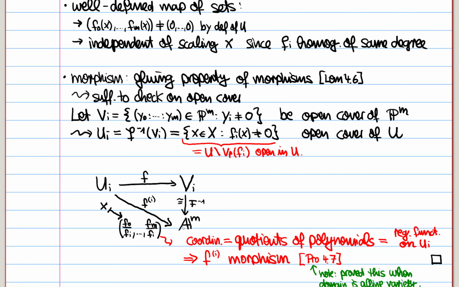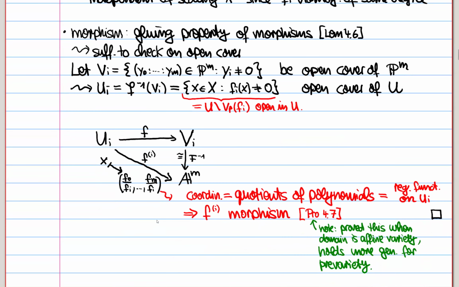But now we have a map to A^m. And we see that the coordinates of this map are quotients of polynomials of the same degrees, homogeneous. And so these are regular functions on this U_i by the definition of the sheaf of regular functions that we had last time. And the claim is then a map to A^m whose components are given by regular functions is a morphism. Now, to be fully honest here, we proved this statement in this proposition here in Gutmann's notes.